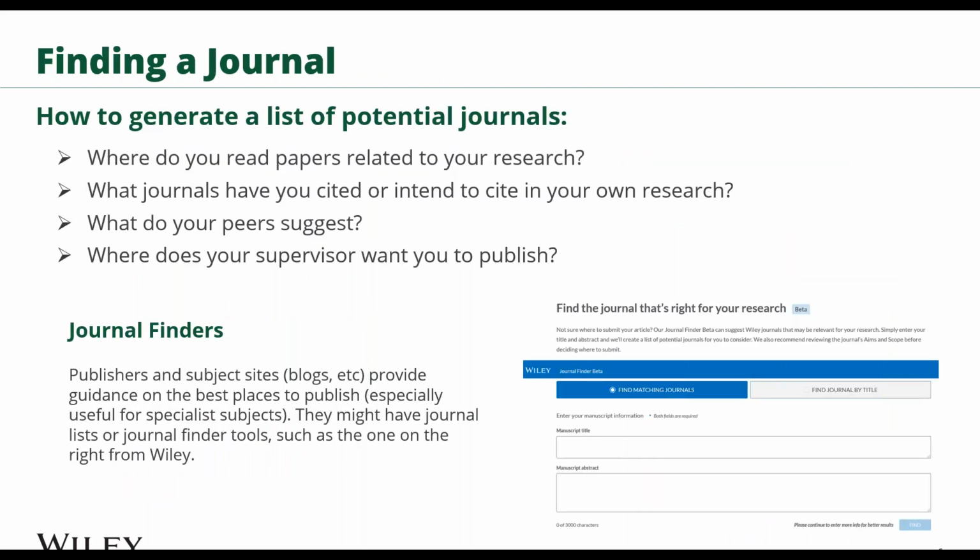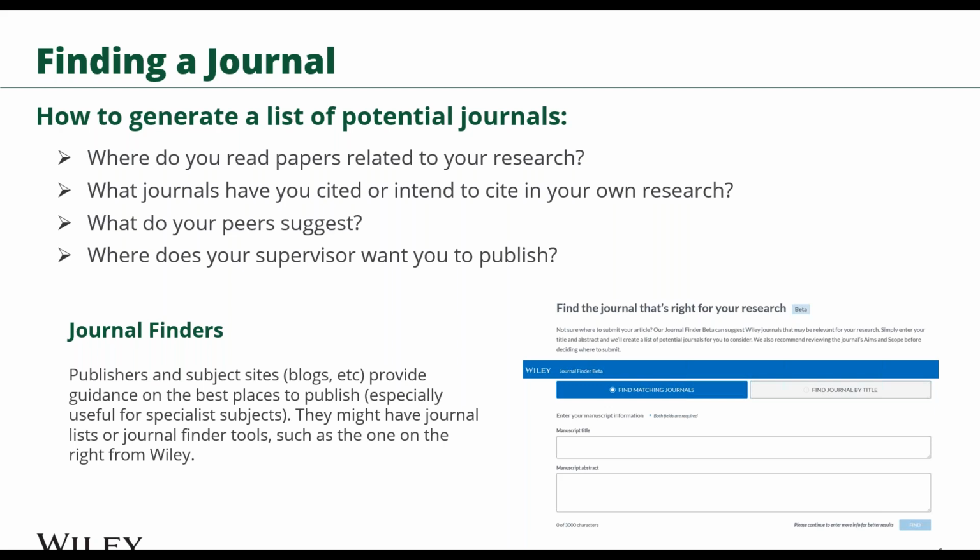The next thing you need to do is find the journal to submit your article to. And you might be wondering, how do you choose one? There are lots and lots of journals out there, and it might be overwhelming to decide on just one. Or you might not even know where to look for a journal in the first place. There are a few questions that you can ask yourself so that you can generate a list of potential journals.